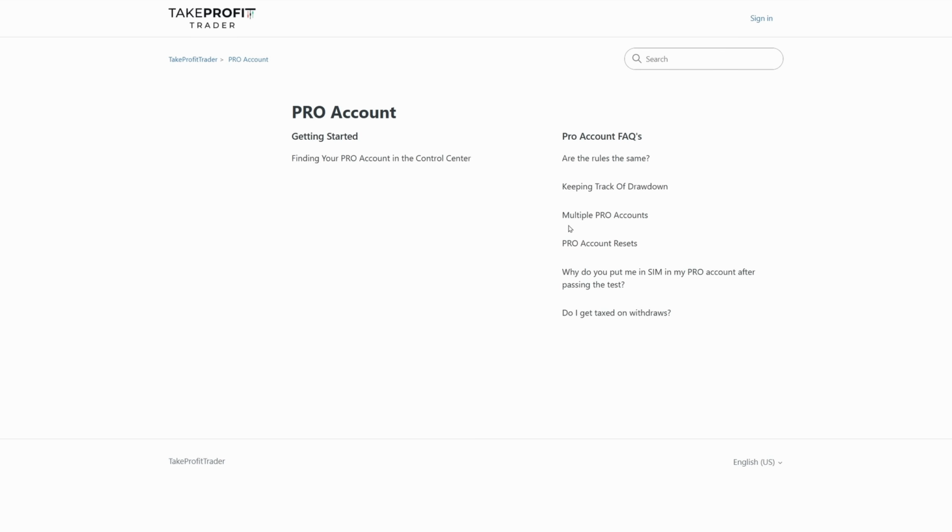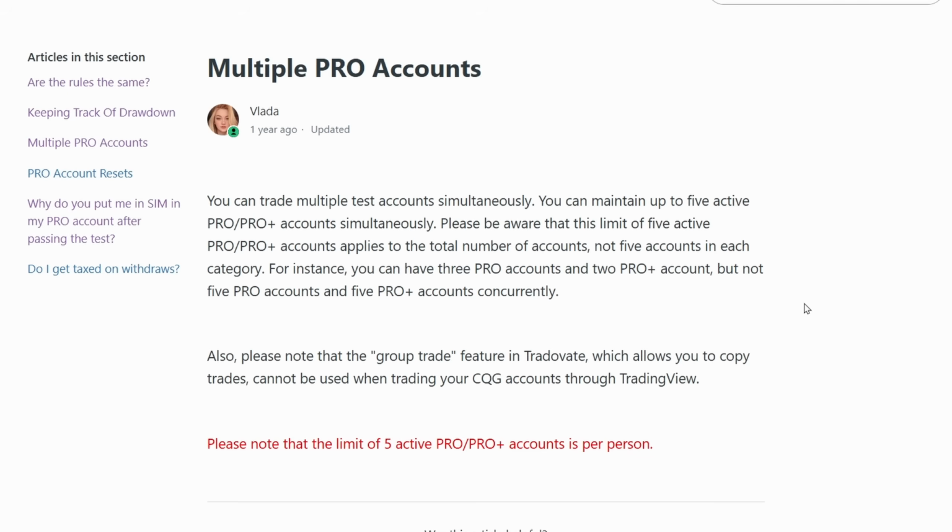If we click right there, we see a tab that says multiple pro accounts. Now, as we look at this real quick, you can trade multiple test accounts at the same time. You can maintain up to 5 active pro or pro plus accounts. Please be aware that this limit of 5 active pro or pro plus accounts applies to the total number of accounts, not 5 accounts for each category. And what they mean by that is not 5 pro and not 5 pro plus accounts.